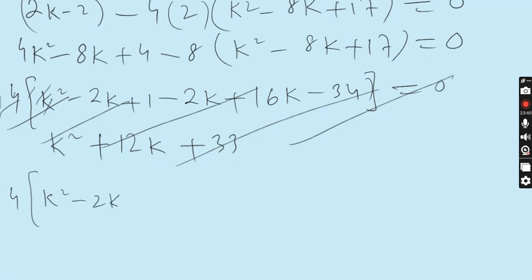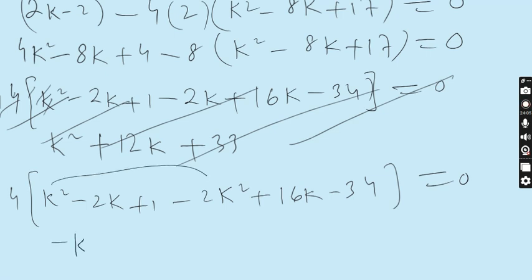k square minus 2k plus 1 minus 2k square, because 4 to the 8, minus minus plus 16k, and minus plus minus 34. This is the mistake. Sorry for this. So 4 must be divided by 0. K square minus 2k square is minus k square, and 16k minus 2k is 14k, minus 34 plus 1 is minus 33 is equals to 0.